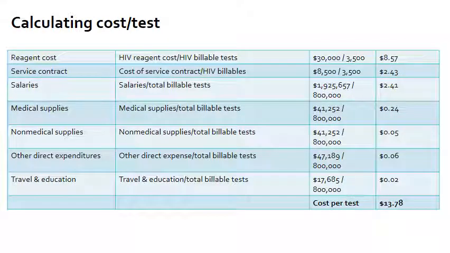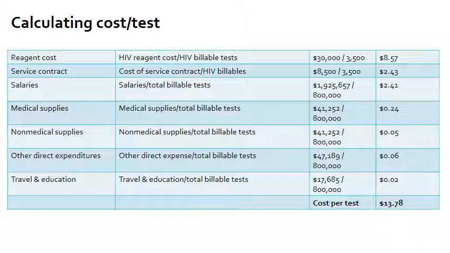Then the final thing that we have to be able to do is to calculate the actual cost per test. And in this sample, we're doing an example of an HIV test. If you look at the information that's up here, we have a lab that bills 3,500 HIV tests per year. That's how many they bill. And they know that the reagents cost $30,000 a year, and that's based on a $500 kit where they use 60 kits per year.